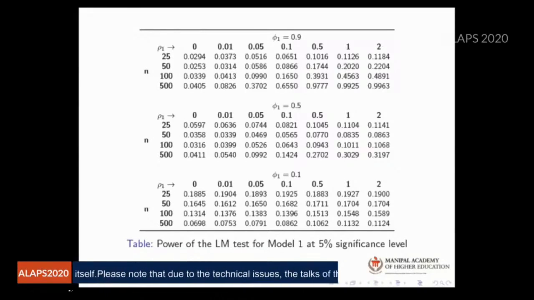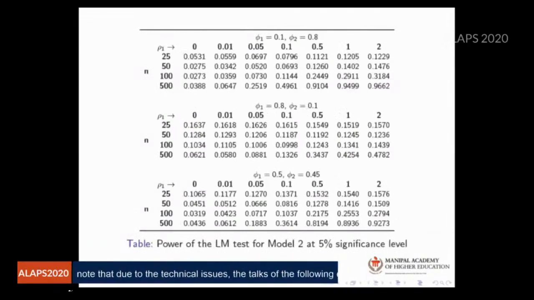Similarly, for model 2, table 3 represents the power performance of the LM test. Here again, as rho 1 increases, the number of rejections increases for fixed n. For fixed rho 1 and varying n, the power increases as n takes larger values.